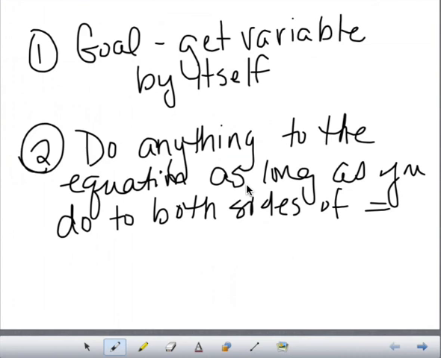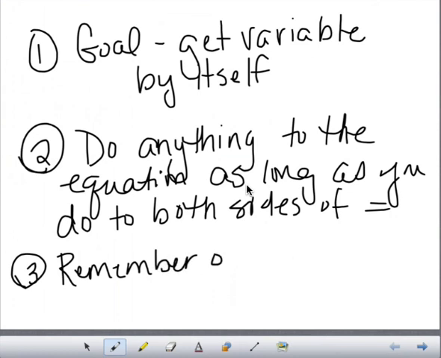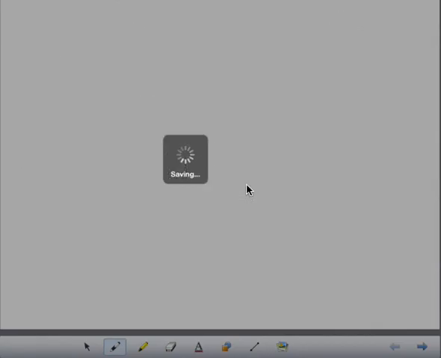And then the third thing is remember opposite operations. Your addition and subtraction undo each other, and your multiplication and division undo each other. So addition and subtraction undo each other, multiplication and division undo each other. So let's just start right here with the very number one on your quiz.